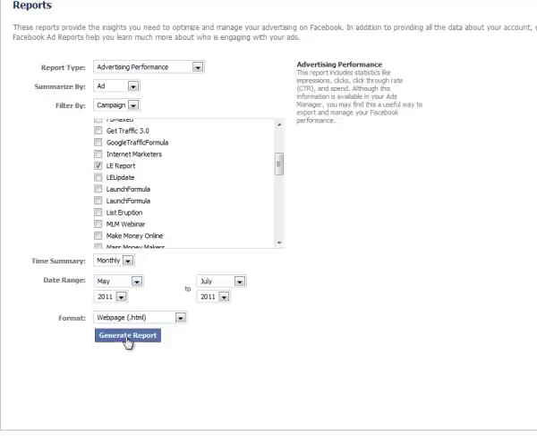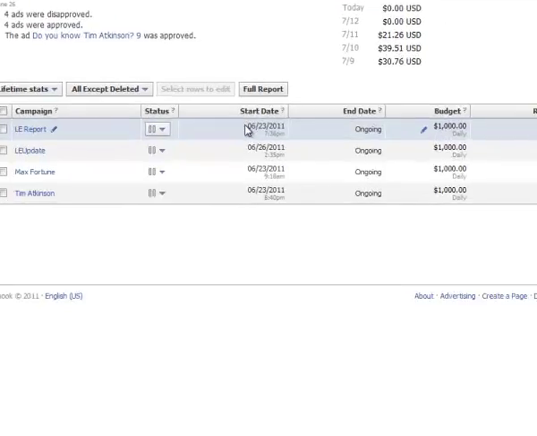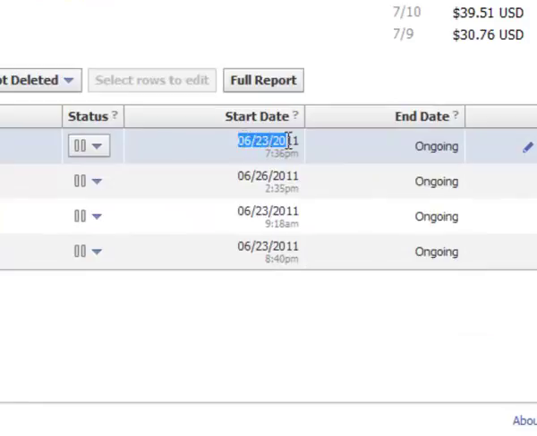So let's generate report. Once again, look here, that same campaign. The start date was 6/23.